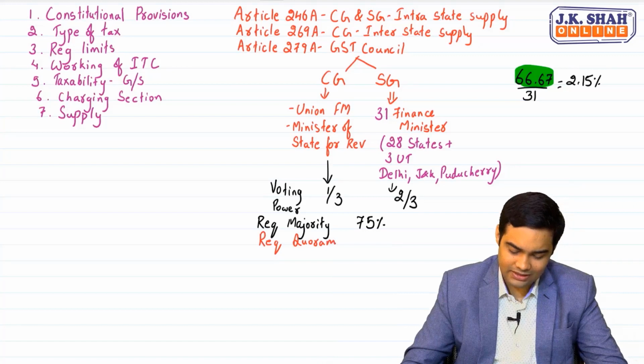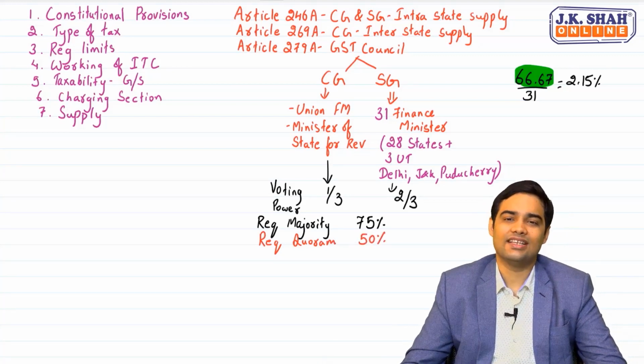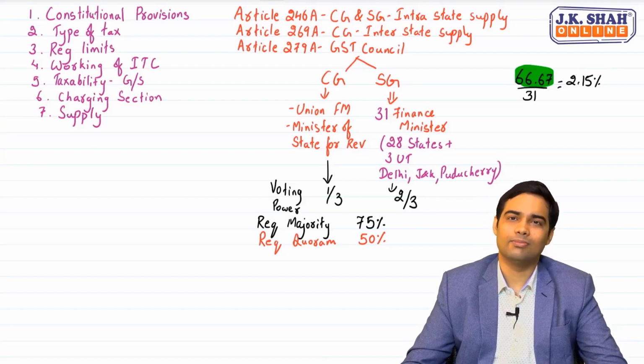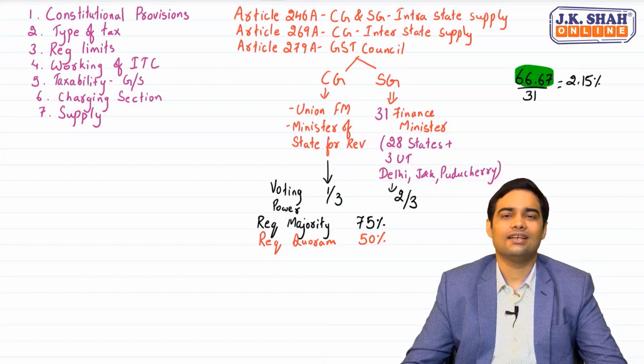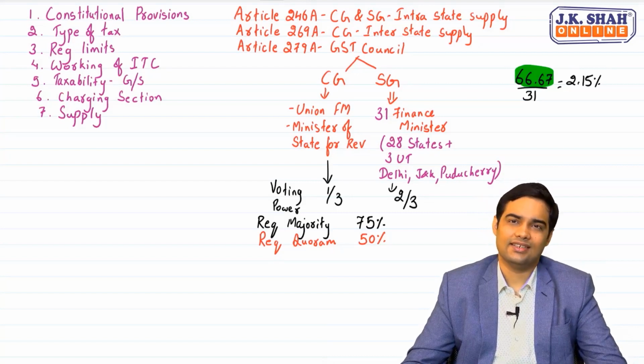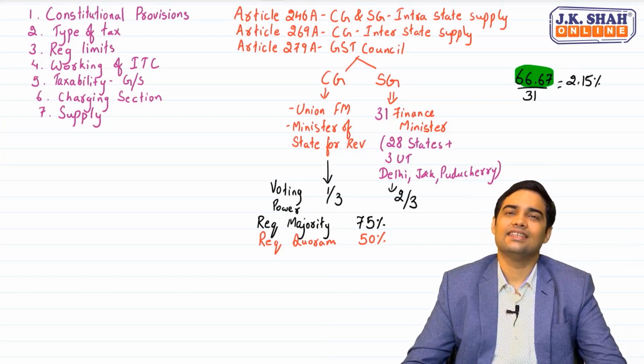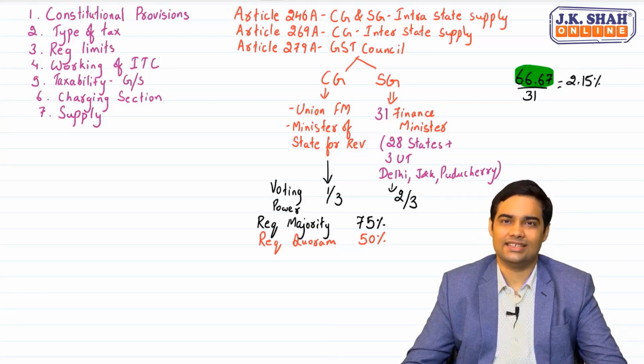And finally, coming to the required quorum for a meeting to be valid, like if these number of members are present, then it would be a valid meeting. The percentage given in the law is 50%. Obviously, 50% of the number of members. Total members are 31 plus 2, totally 33. If 50% of the members are present, in that case, the meeting would be said to be a valid meeting of GST Council.